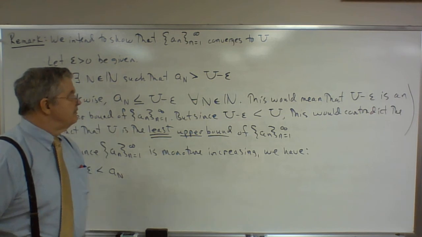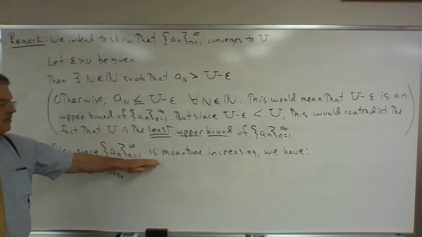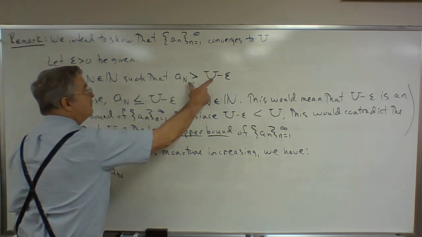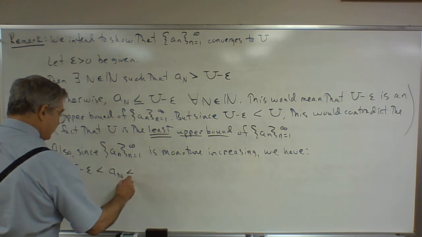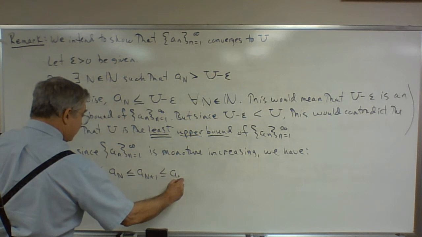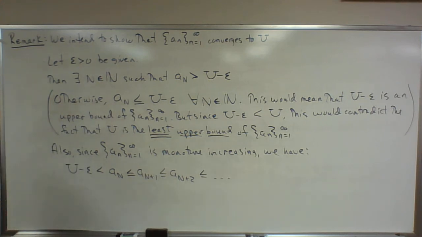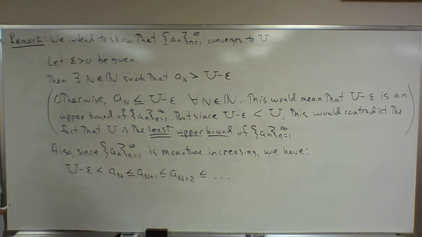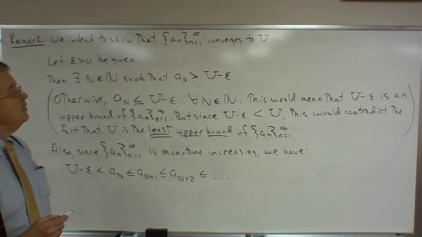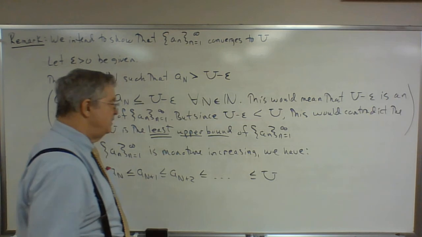A sub n greater than u minus epsilon, or u minus epsilon less than a sub n. We have that. So we haven't used this part of the hypothesis yet. This is just a repetition of this fact. But since the sequence is monotone increasing, look what happens. Every term that succeeds a sub n has to be greater than or equal to a sub n. And since u is the least upper bound of this sequence, it also means that these things have to be less than or equal to u.